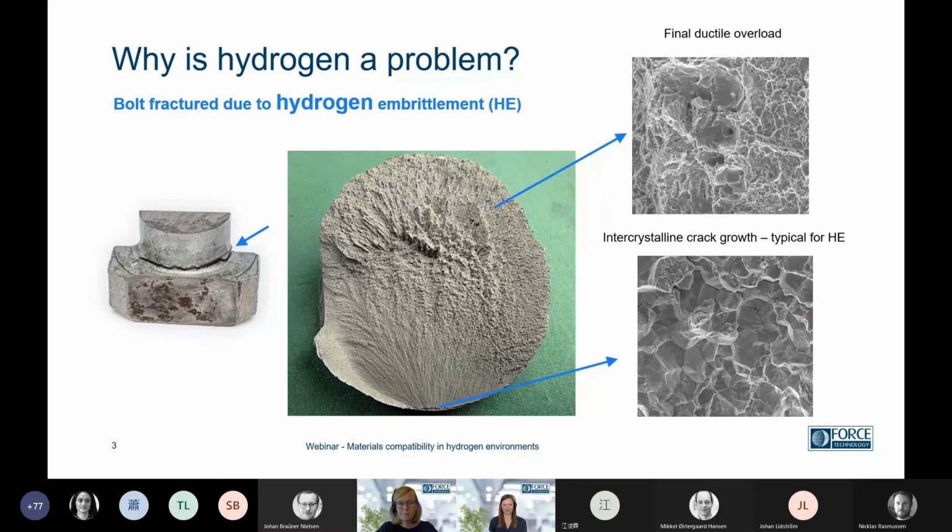Well, this is a fracture in a bolt, but the general characteristic of hydrogen failures is that they are rapid. You don't have a warning like a fatigue crack growing over time. Here you see a very, very small initiation site and then a final fracture. So we really have to watch out for these.